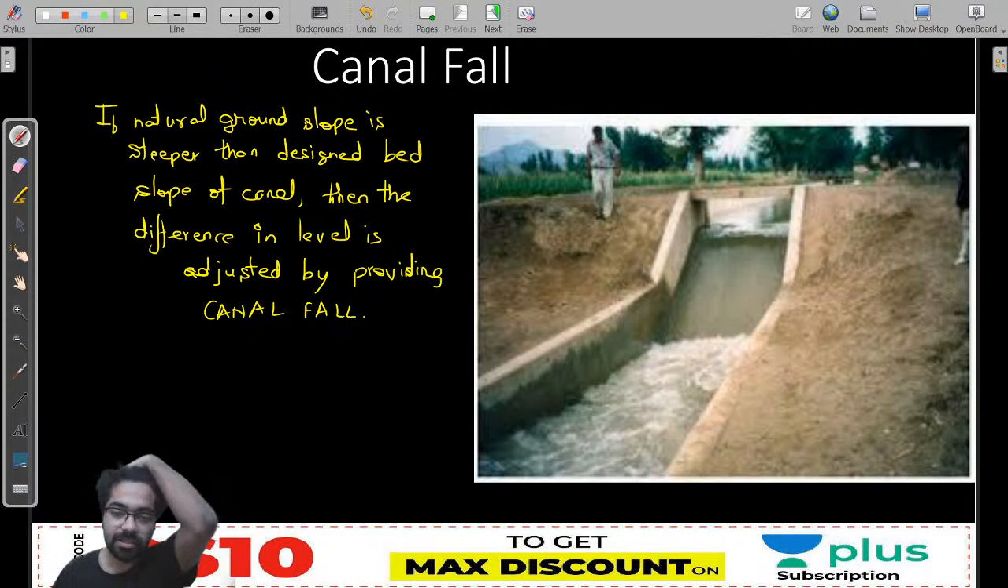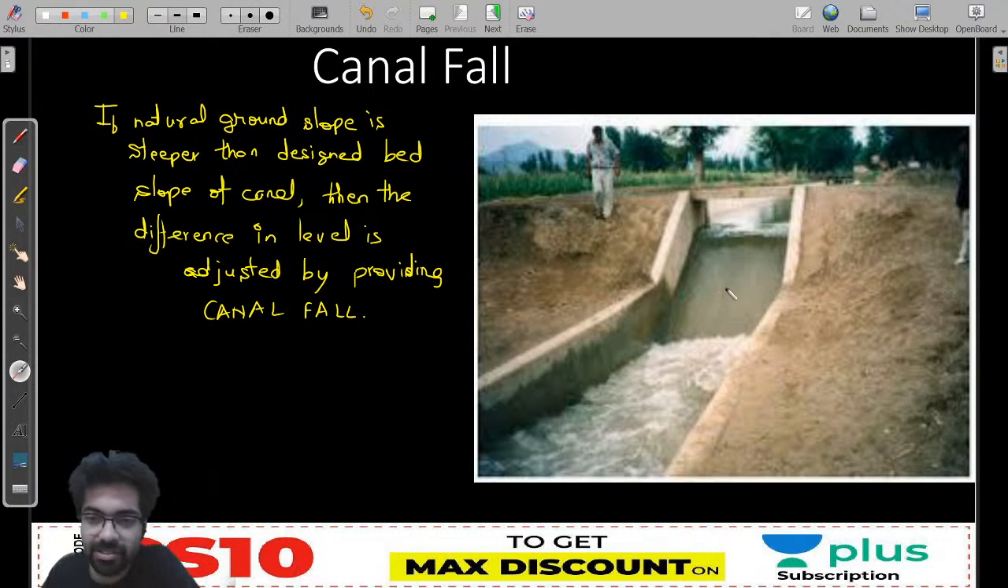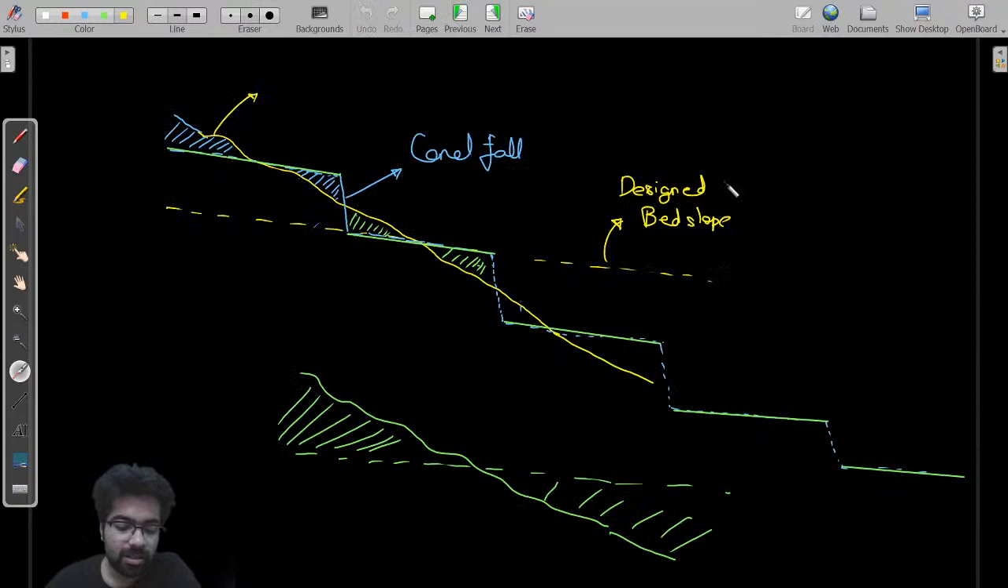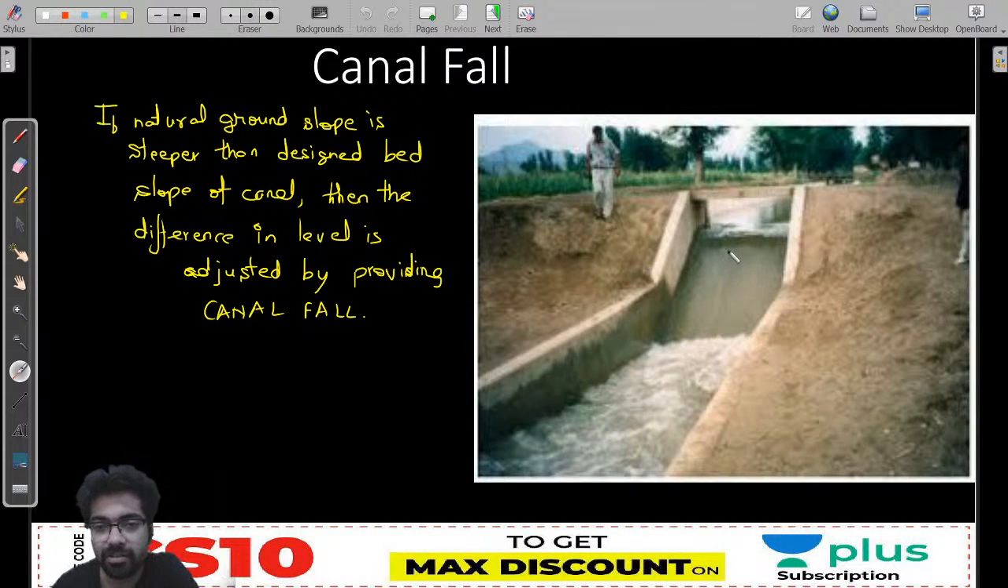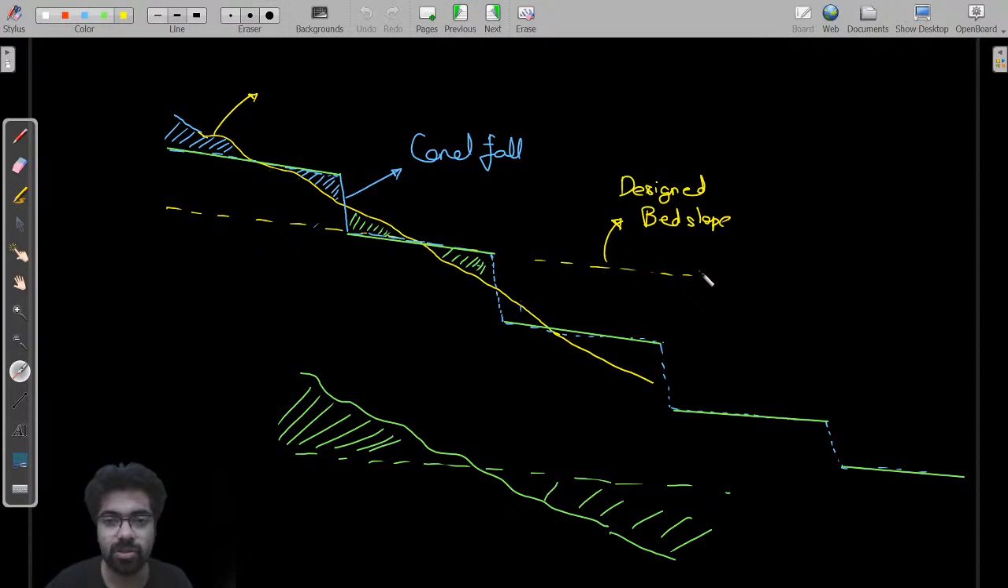Yes, okay, clear. This is your canal fall. Can you all see? Has anyone seen such a type of canal fall anywhere? So this is your canal fall. I hope it is clear now. It is provided at different intervals. After every interval, it has been provided. So you can remember this.